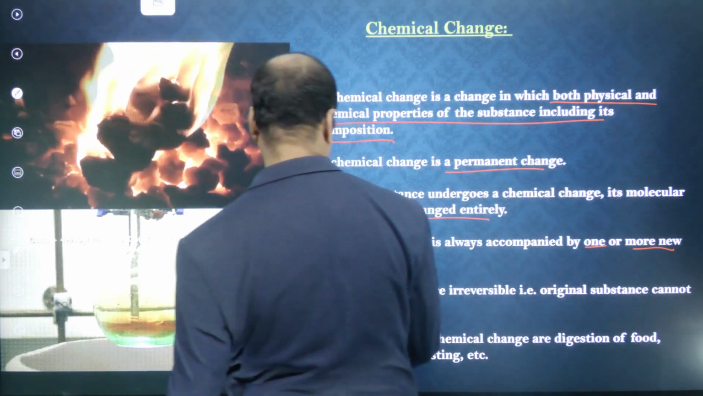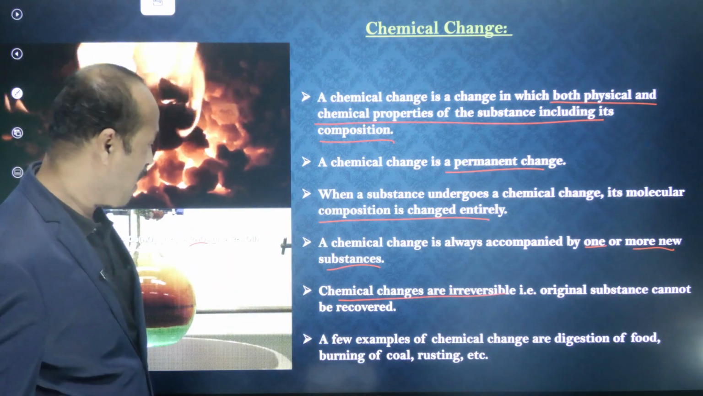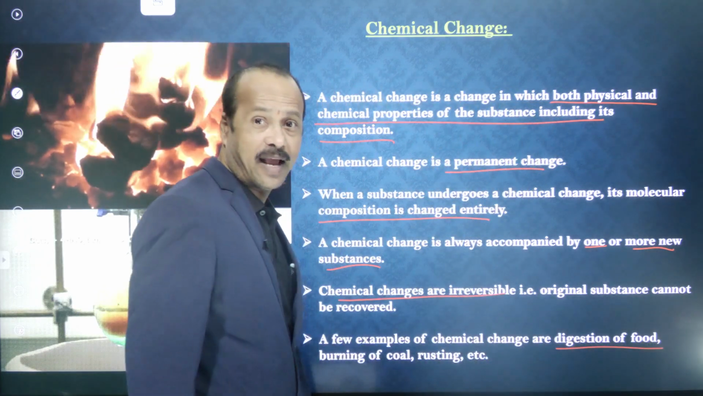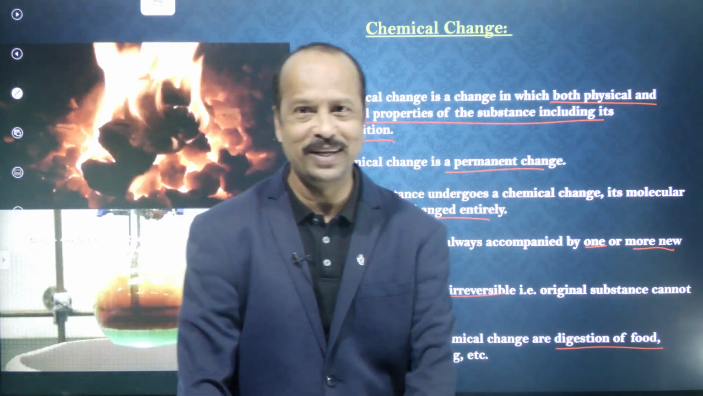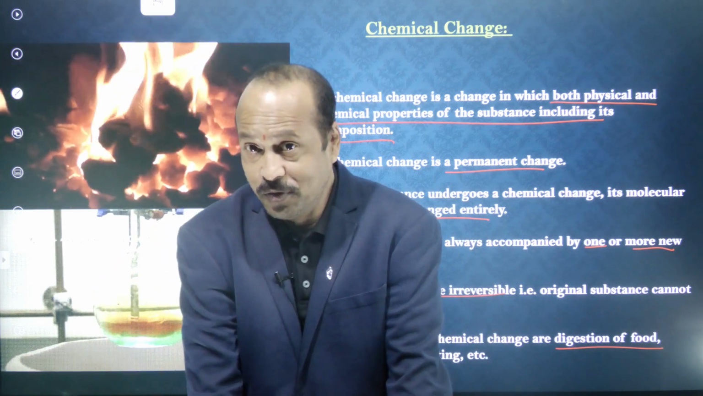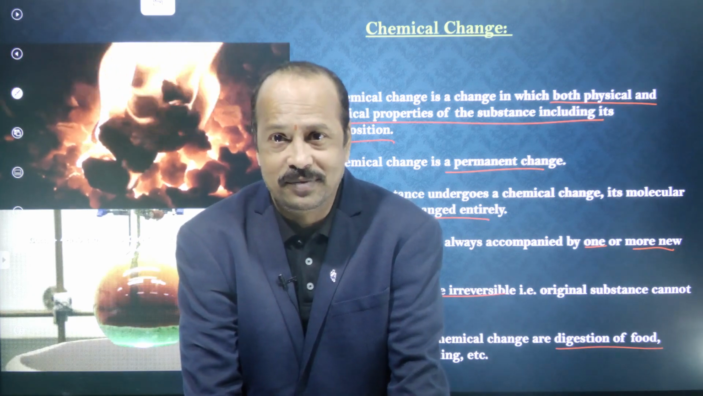Then come to the chemical changes that are irreversible. Irreversible means what? Again, we cannot get the original substance back. And a few examples, see, digestion of food. Okay, digestion of food. Yeah, very good example, no students? So if you eat the food, then what happens? It gets digested. What is digestion?